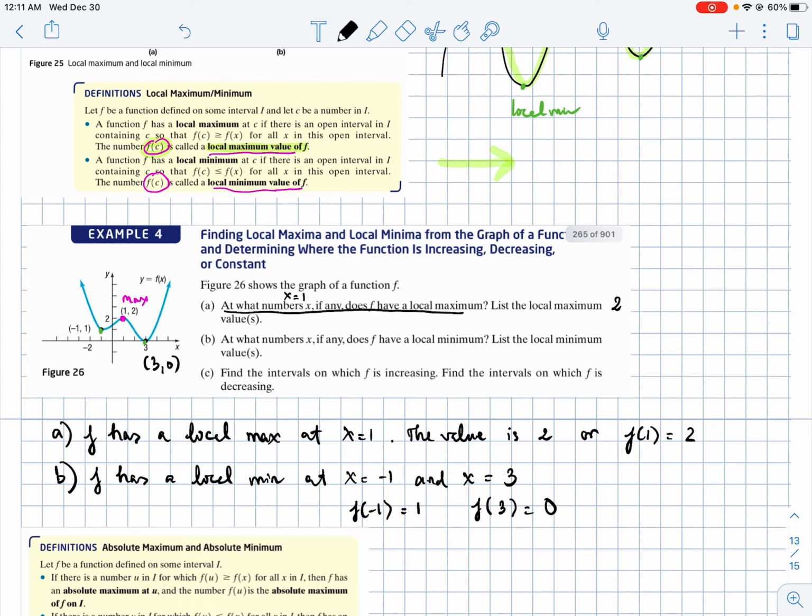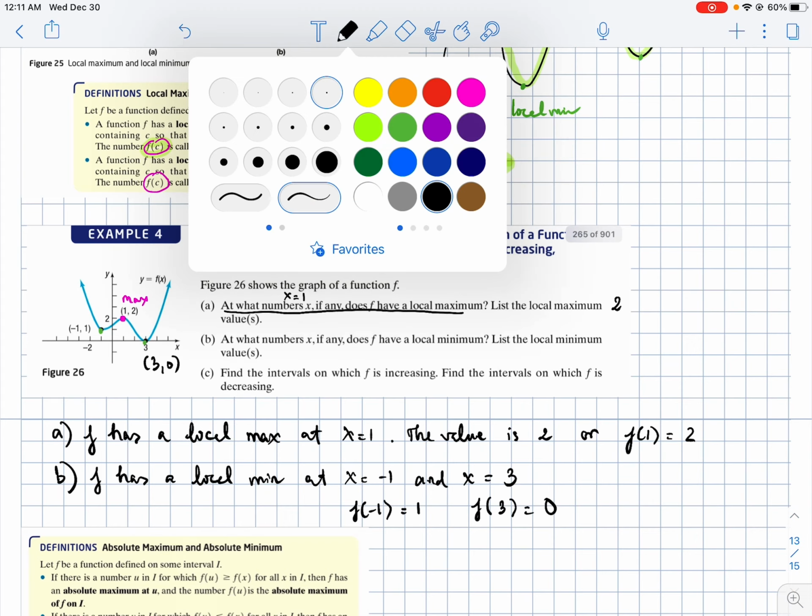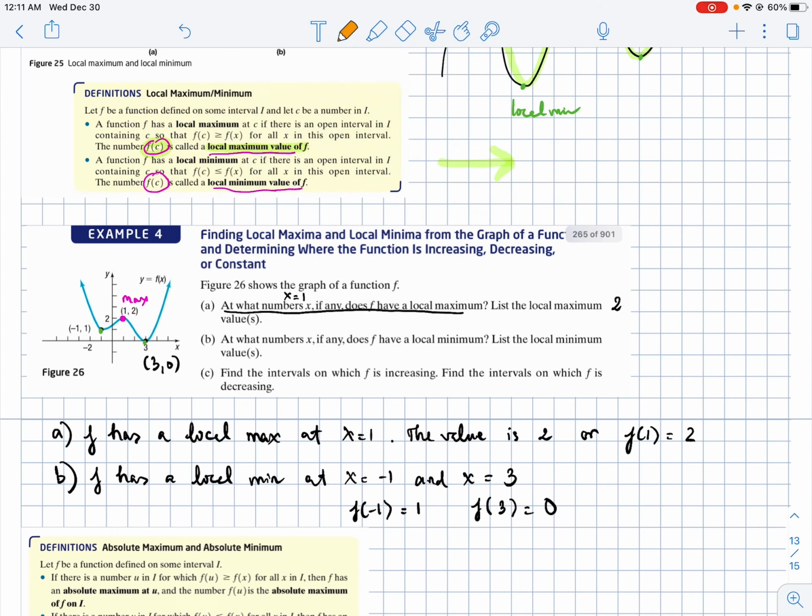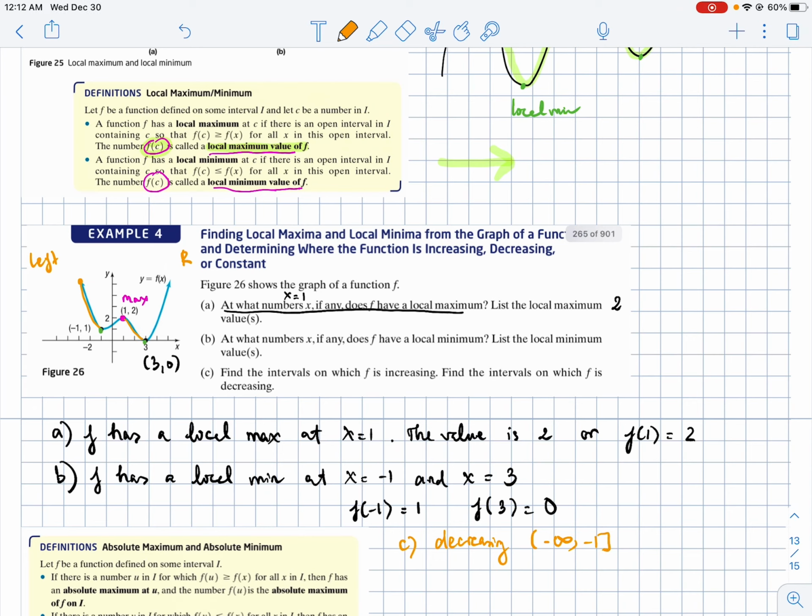Part C, find the intervals on which f is increasing and f is decreasing. So we remember that we go from left to right. This is the left and this is the right. We start from the orange point right here. When we go like this, it's going down, so it's decreasing. So the answer for decreasing is from -infinity to -1. And this orange part is also decreasing when you go from left to right, so from 1 to 3.